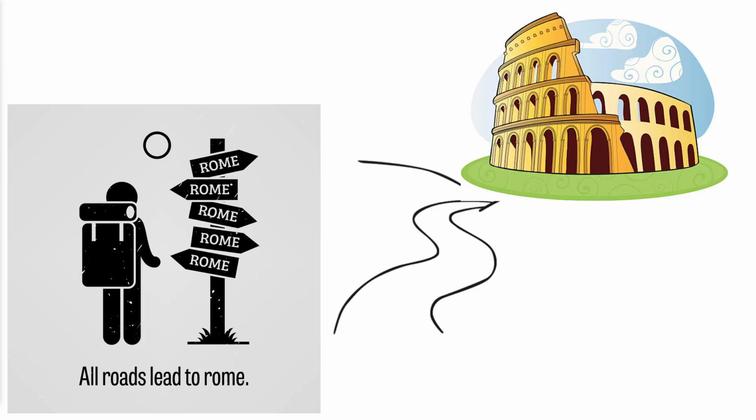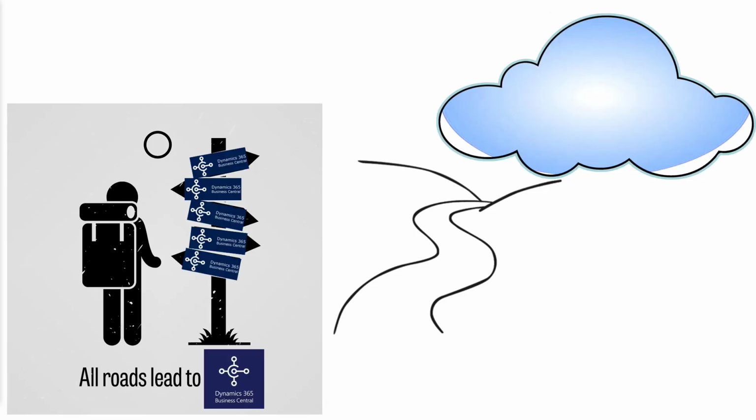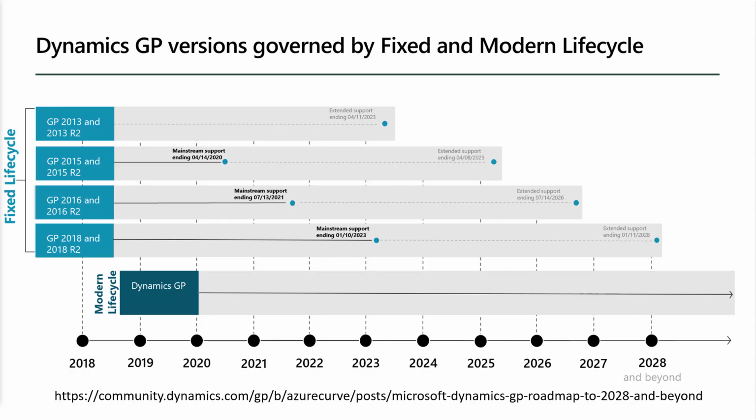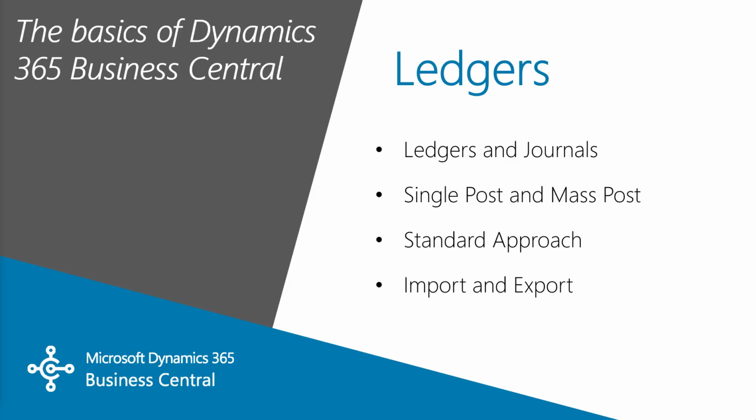Let's get started. As the old saying goes, all roads lead to Rome, and it was true. Rome was the center of the world, and your path to success would lead you to Rome. Today, the path that everyone wants to follow is to the cloud, and that road leads to Business Central and the Microsoft cloud. Side note, Dynamics GP is not going away, full stop. Check the link for more details. In this video, we'll look at how GP's journal entries and batches compare to Business Central's ledgers and journals.